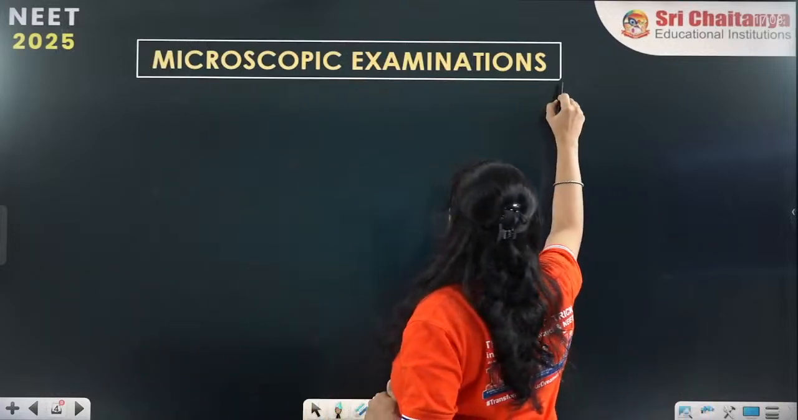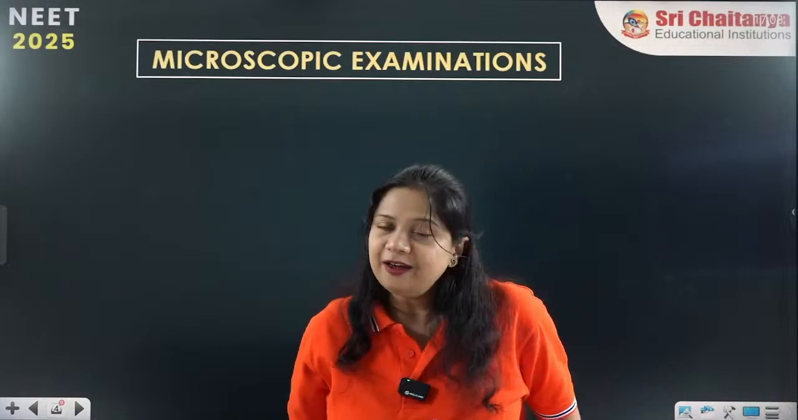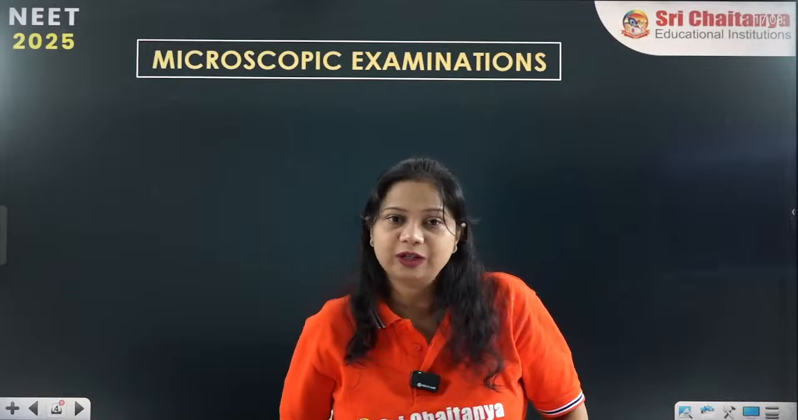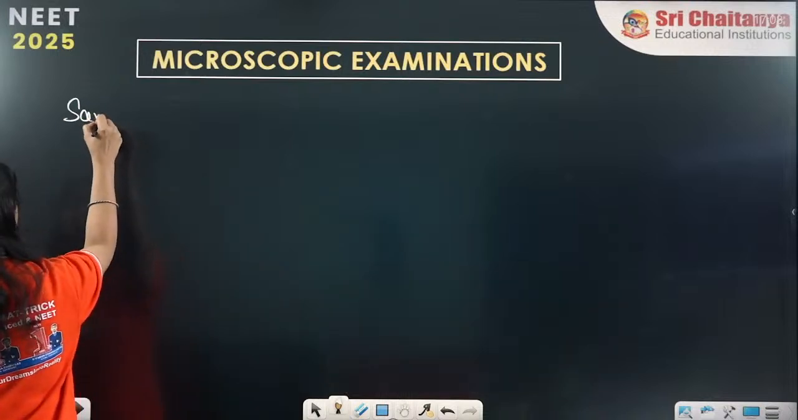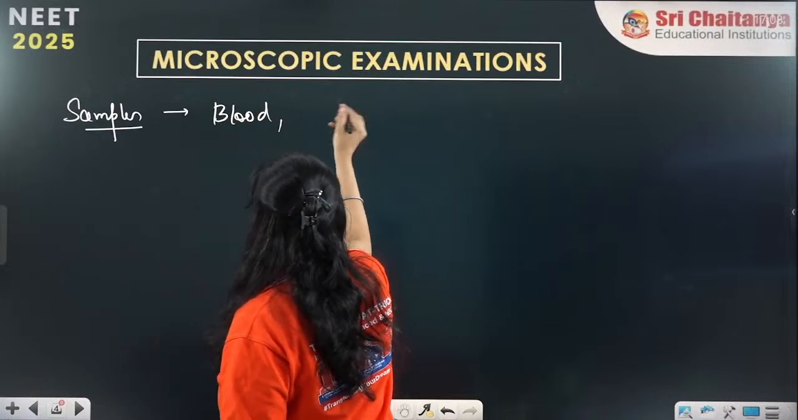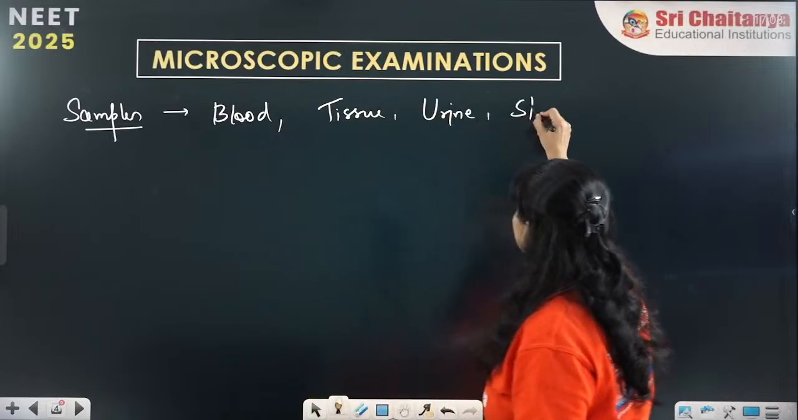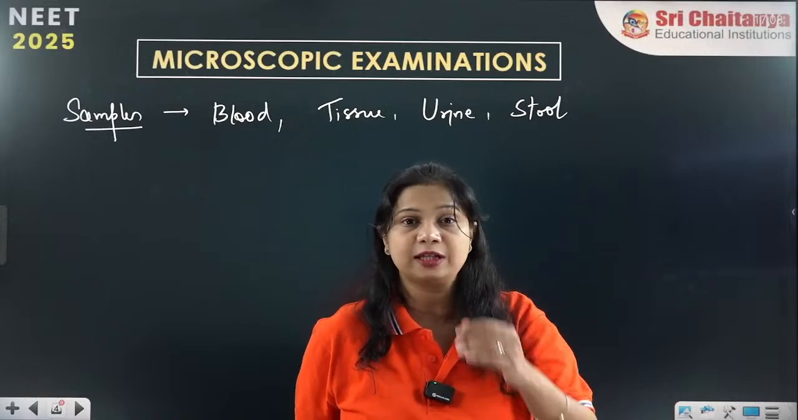So, first it is the microscopic examination. What is microscopic examination? Microscopic examination means we observe each and everything very carefully under the microscope. The name itself is suggesting microscopic examination. In case of microscopic examination, different samples are first taken. Now, what are these samples? As we have seen, it is either blood, or tissue, or urine and stool samples, stool or fecal matter.